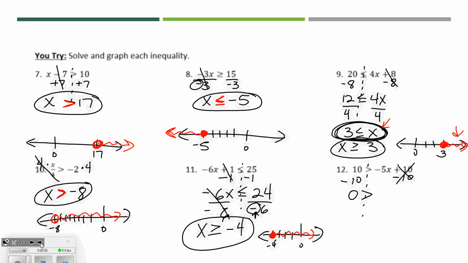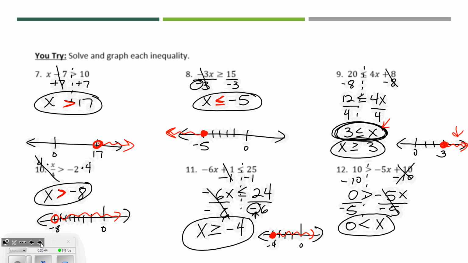Don't be afraid of zeros. So I have 0 is greater than negative 5x. To get x by itself, I have to divide by negative 5. So I have x is, I'm dividing by negative, so I flip the inequality. 0 divided by negative 5 is still 0.